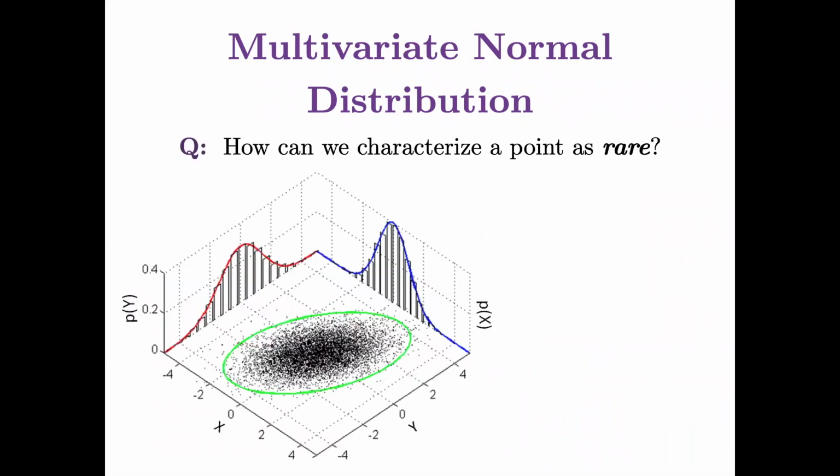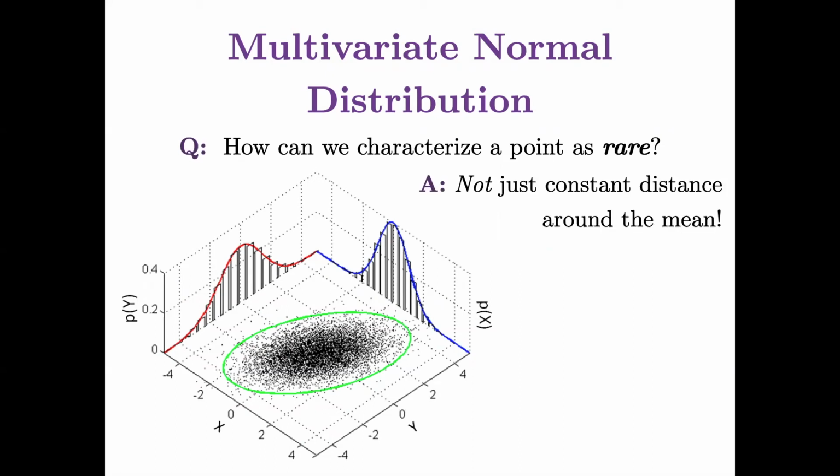So again, looking at this now, how can we characterize a point as rare? The answer is different than it was in the univariate normal distribution, because it's not just some constant distance around the mean. It's not just 2 standard deviations away from the mean. Instead, we're going to have what's called a confidence ellipse. Here in green, I have the 3 sigma ellipse. The 3 sigma ellipse contains about 99.7% of the data. I think it's equivalent to what it is in the univariate, so 3 standard deviations within the mean.